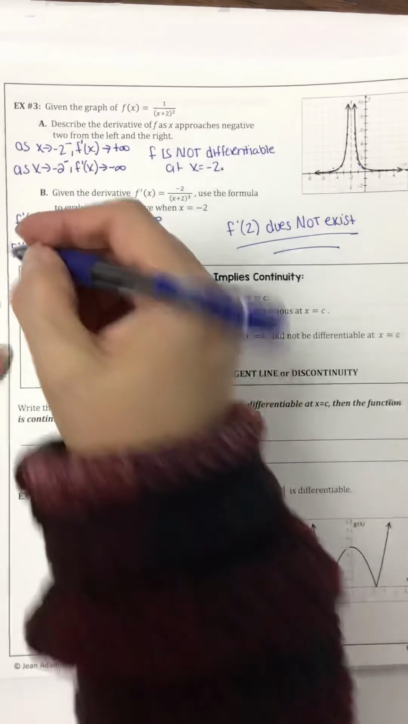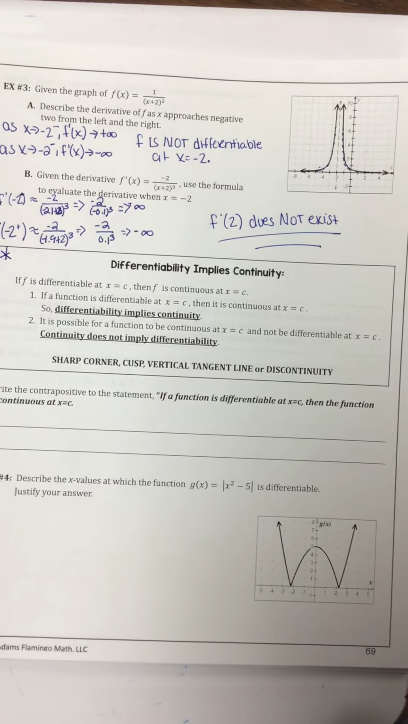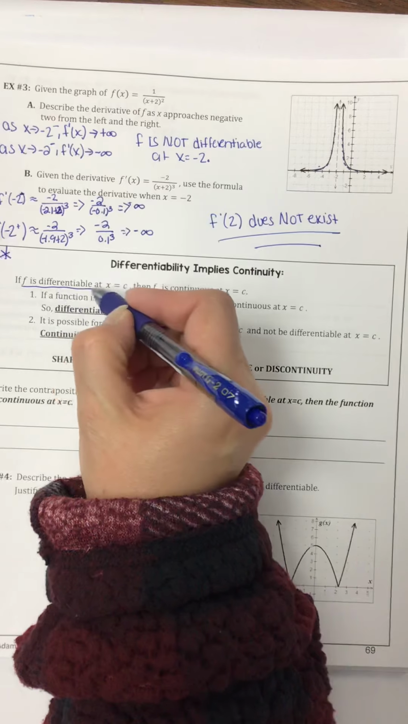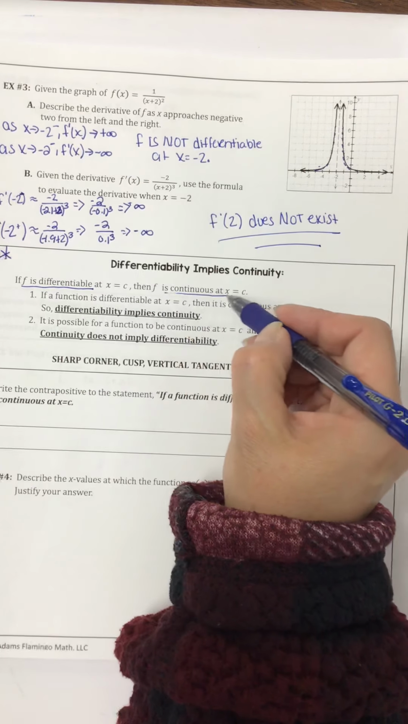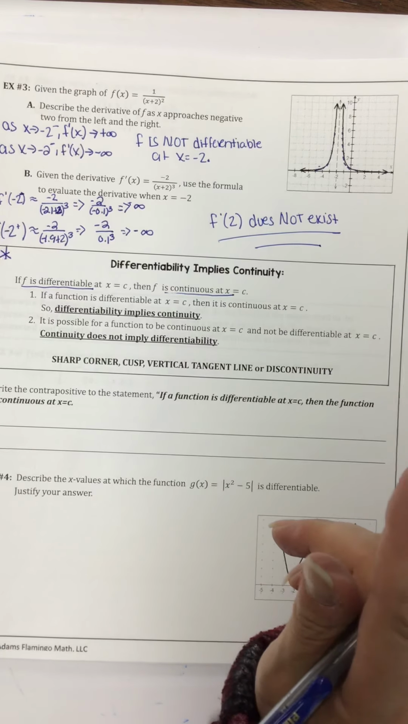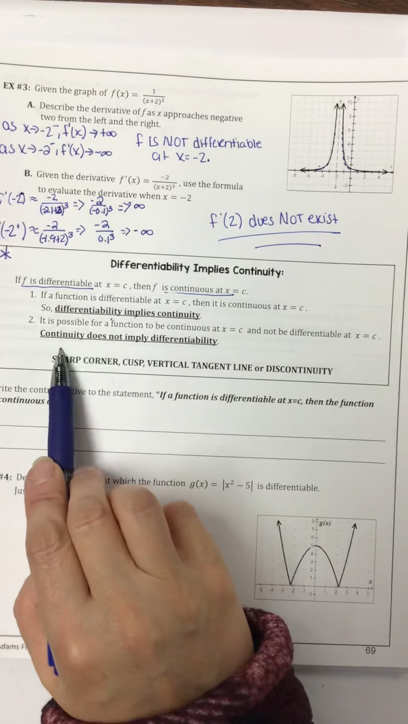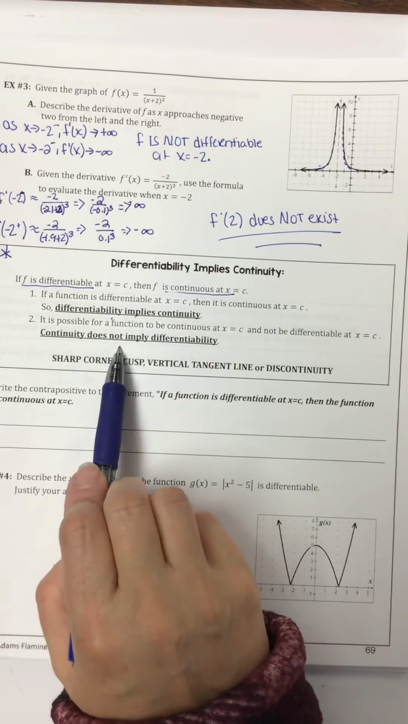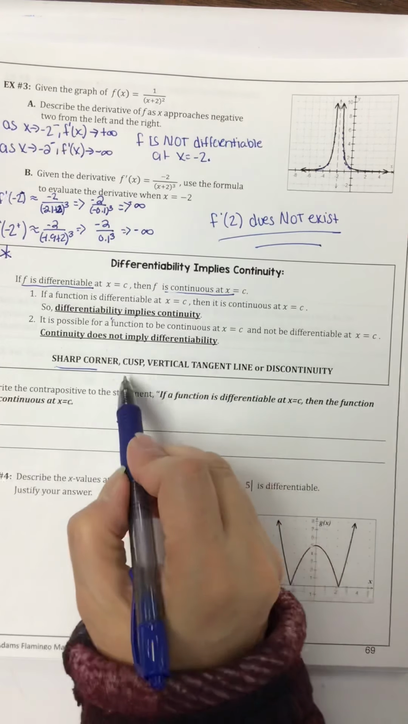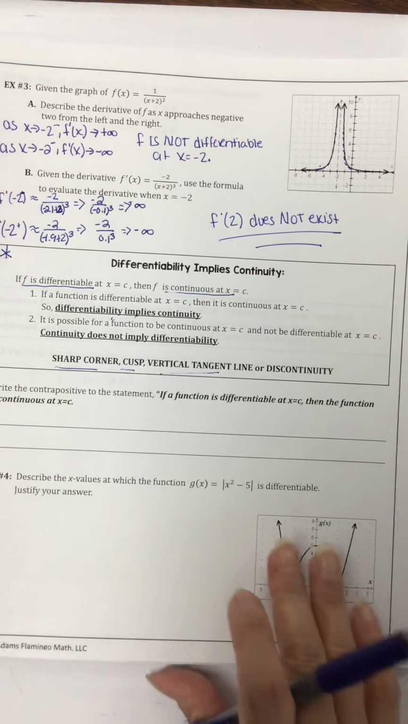All right, this is so important, guys. Differentiability implies continuity. So if f is differentiable at c, then f is continuous at c. However, it does not go the other direction. So differentiability does imply continuity, but continuity does not imply differentiability, because of the sharp corners, the cusps, the vertical asymptotes, discontinuities.